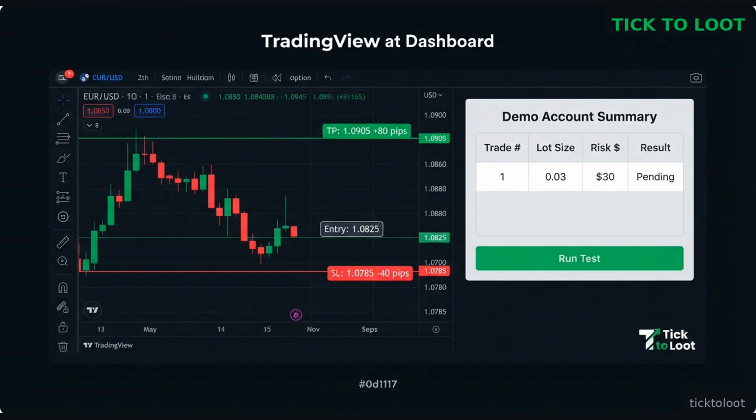It also helps you become comfortable with the platform's interface, so when you switch to a live account, you'll know exactly what to expect. Remember, the goal of demo testing is not just to see green numbers, but to verify that the automation respects your risk parameters in every scenario.